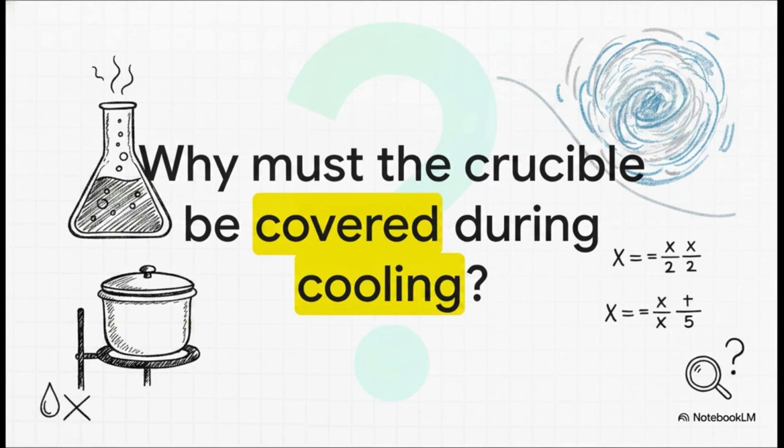I'll leave you with this provocative thought to ponder about our methodology today. Knowing what you now know about the absolute necessity of keeping moisture out of our final compound to ensure our mathematical ratio is absolutely perfect, why exactly must that crucible remain covered while it cools down to room temperature? What invisible variable in the laboratory air are we so desperately trying to keep out? Think about that as you reflect on the incredible precision required to uncover the hidden mathematical secrets of the chemical world.